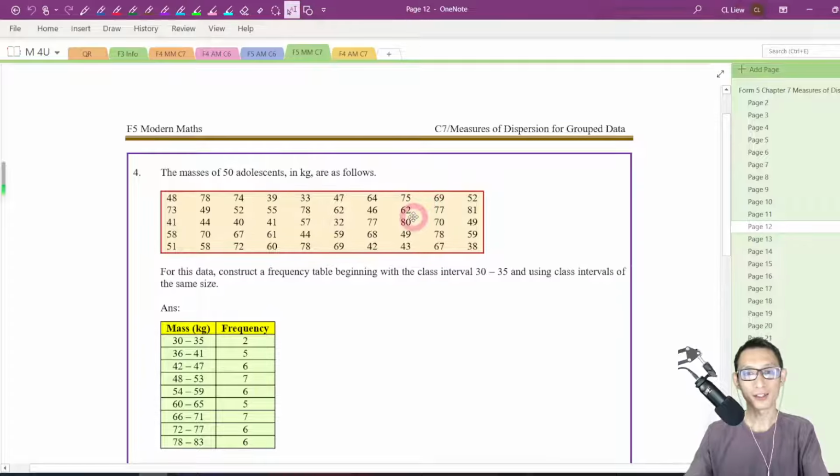If you write this data, you categorize them into a few different groups, different class interval, like this, then it becomes a group data. If you just look at this frequency table, you know that there are two persons, their body masses are from 30 to 35, but we don't know the exact body masses. For the second class interval, for example, we know that there are 5 persons, their body masses are from 36 to 41 kilogram, but we don't know exactly what their body masses is.